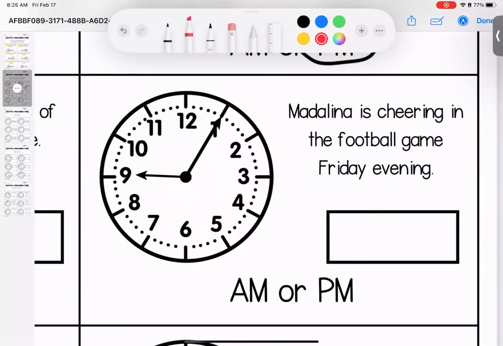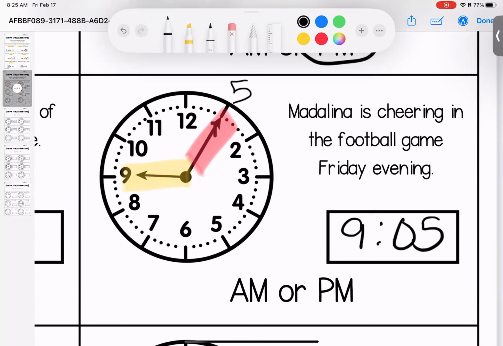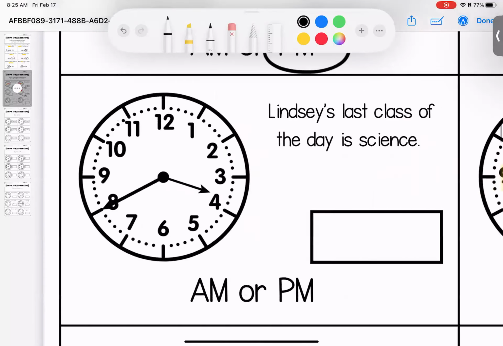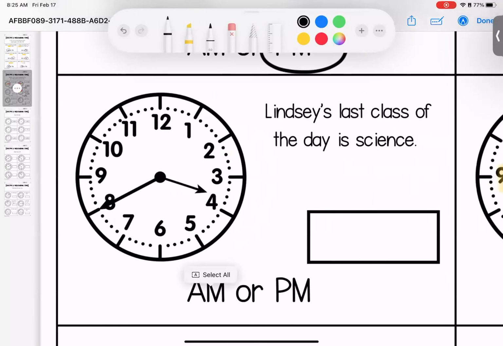All right, let's mark up our minute hand and our hour hand. And remember, sometimes we need to think about what happens to the minute hand at the start of an hour and what happens at the end of an hour. We can see here that this is the start of an hour. It is the start of the 9 o'clock hour. We're on the 1, which is 5 minutes. So it's 9:05, and it says that Madeline is cheering on the football game Friday evening. This should be PM.